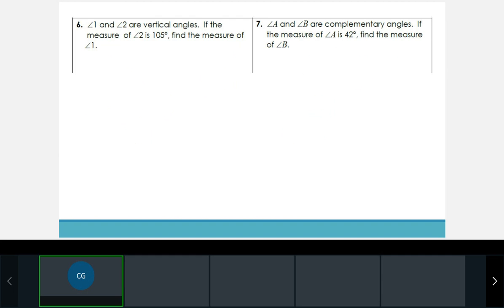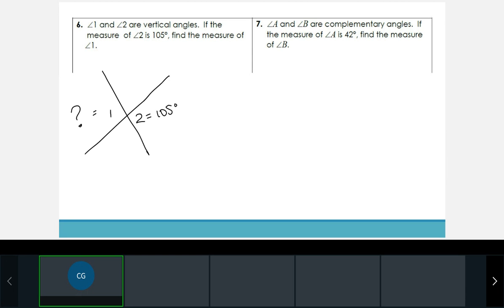All right, let's see here. Number 6. If you don't have a picture, then you need to draw one. And of course, you don't have to be a great artist or anything. I certainly am not. And you'll see that as the year goes on. But you can draw a picture of vertical angles. Remember, vertical angles are two angles formed by intersecting lines, and they're across from each other. So we'll call this angle 1 and angle 2. We could have put them on the top and bottom. It didn't matter. If the measure of angle 2 is 105 degrees, then what's the measure of angle 1?